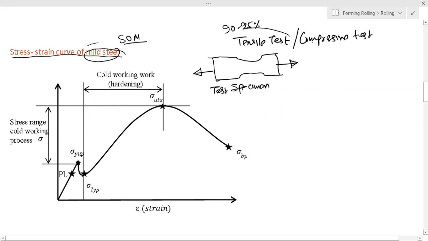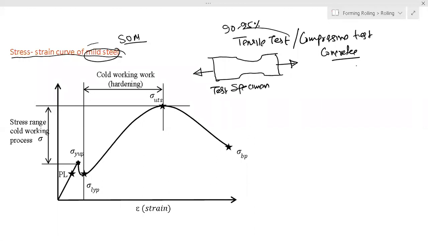But a compressive test is also done for concrete, in civil engineering, because building columns are subjected to compressive stress. But in mechanical engineering, we design machine elements, and these machine elements are subjected to tensile stress. This is the reason we always talk about the tensile stress or tensile test.